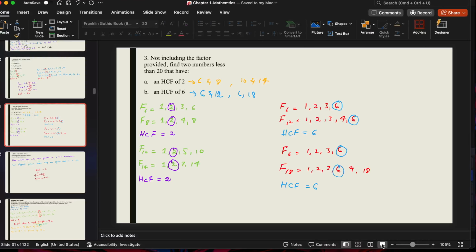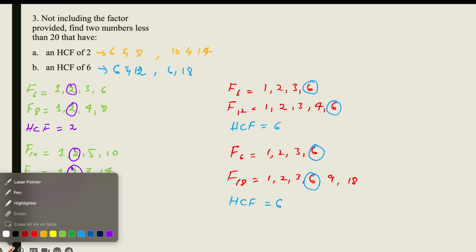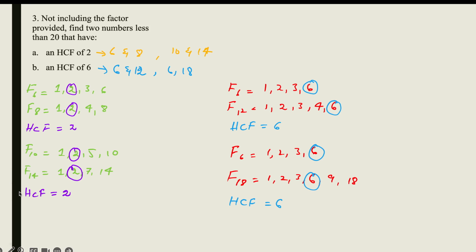The third question of the exercise says, not including the factor provided, find two numbers less than 20 that have... This question has two parts. In the first part, an HCF of 2 and an HCF of 6. So starting with the very first one, what do we do?